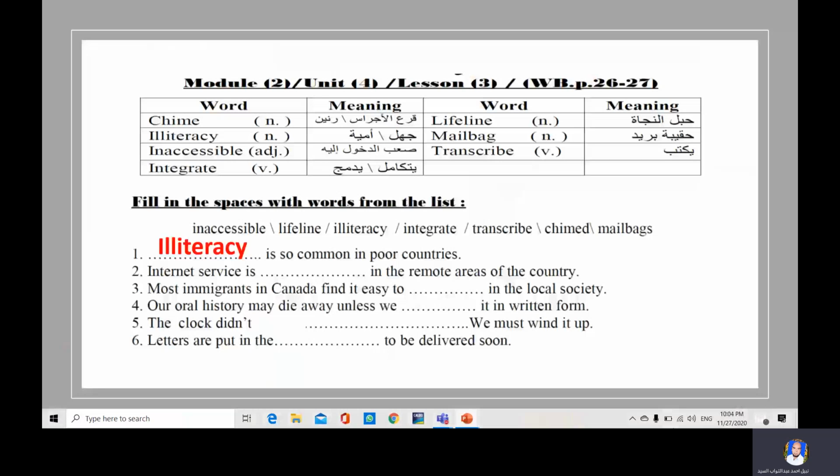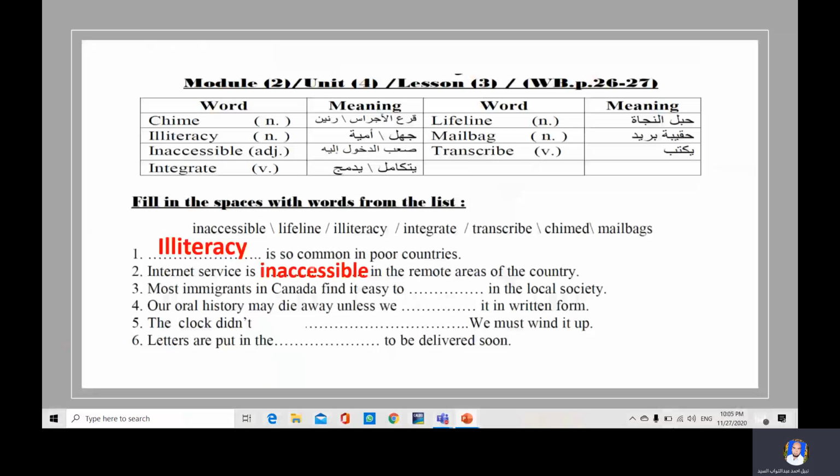Number 2, internet is blank in the remote areas of the country. Internet is a noun, and you need what? You need an adjective describing the internet service in the remote areas of the country. Imagine that you are living in the desert. How is the internet service there? It's inaccessible. Inaccessible is unreachable.